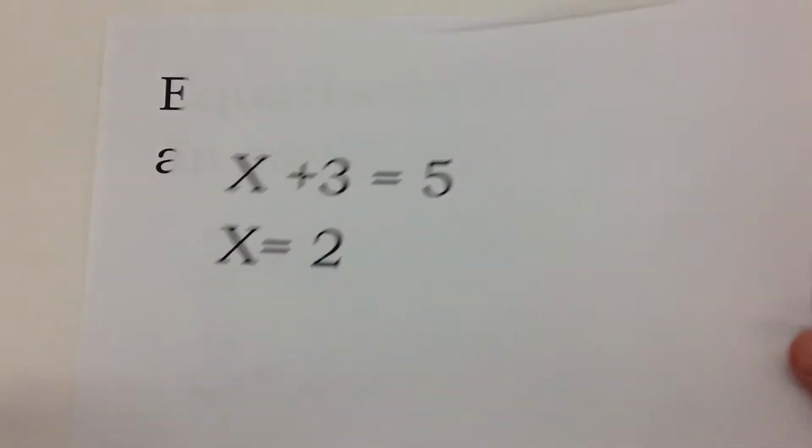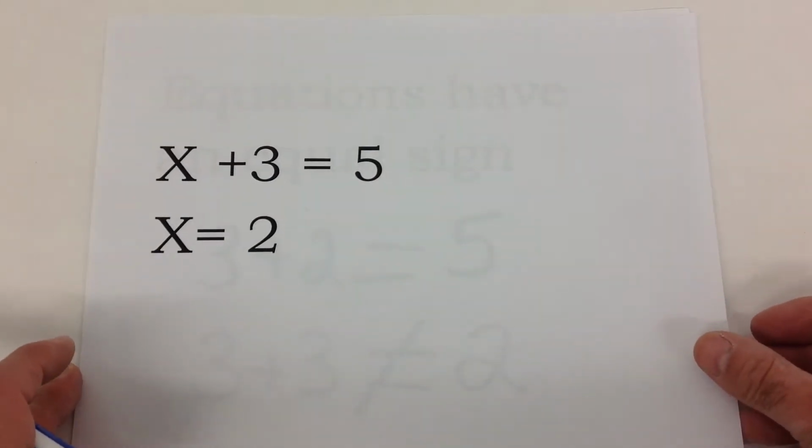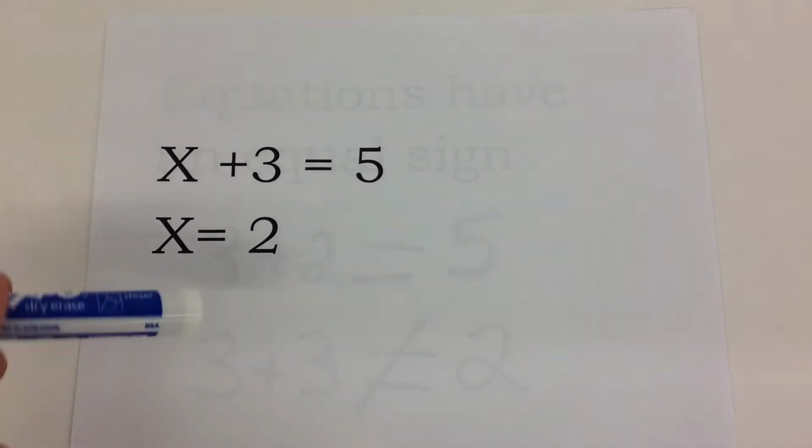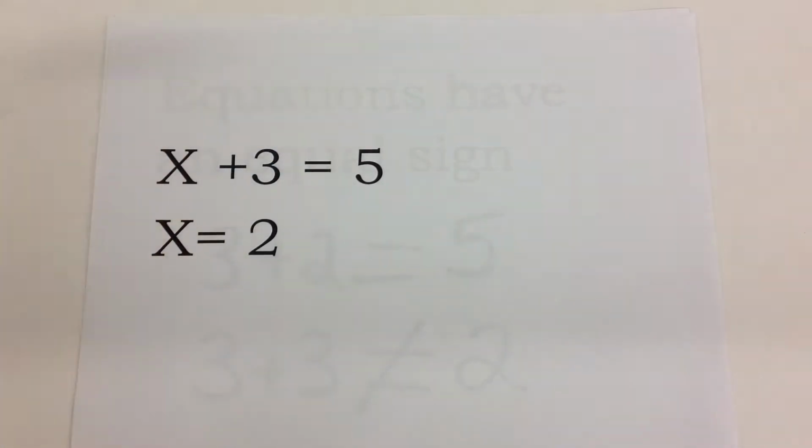So if we had an equation here, x plus 3 equals 5, we can just look at it and know that x should be 2. Right? If we plug in 2, 2 plus 3 is 5.